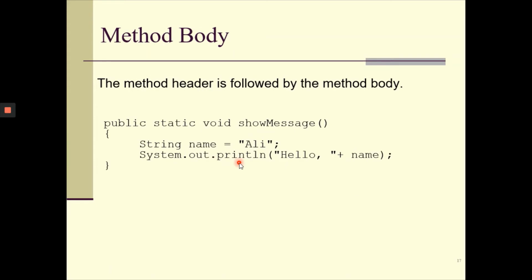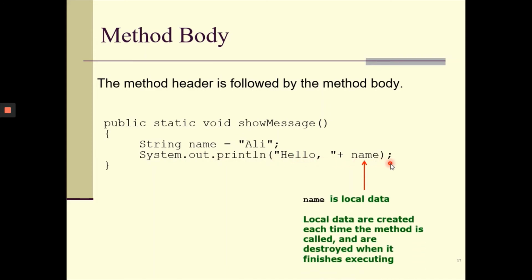Okay, so more examples for you. Another example, we have here method public static void show message. In this show message method, we are just declaring and initializing one variable name, and we initialize it to Ali. And we have System.out.println hello plus name. If you refer to the method header, this is a void method because the void is here. It shows that this method doesn't return anything. So what we do here, we just declare and print hello Ali.